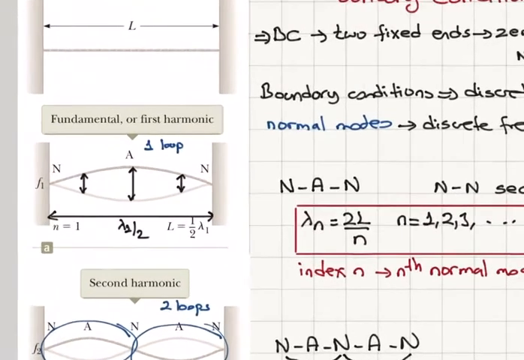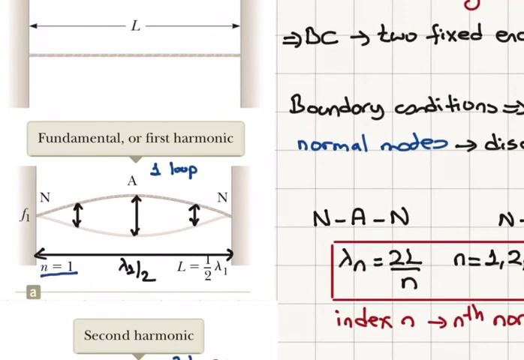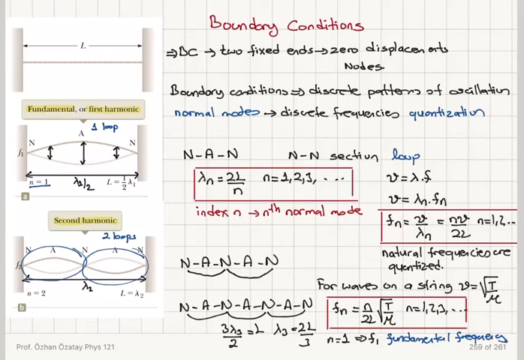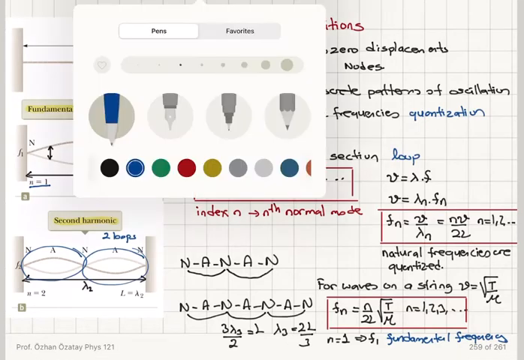And I find that the corresponding mode for n equals 1, I can label as the fundamental mode, or I can label it as the first harmonic, and for n equals 2, I can label it as the second harmonic.